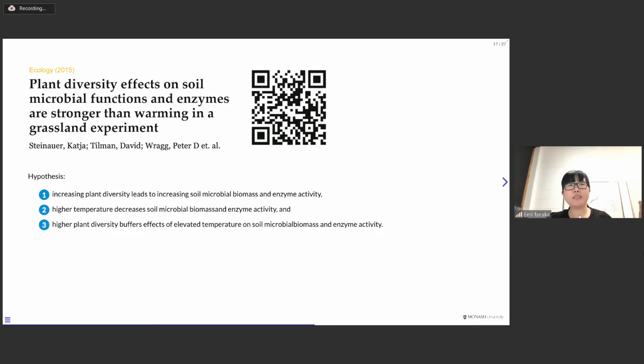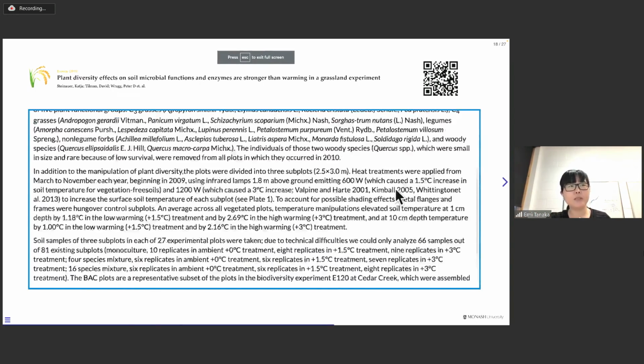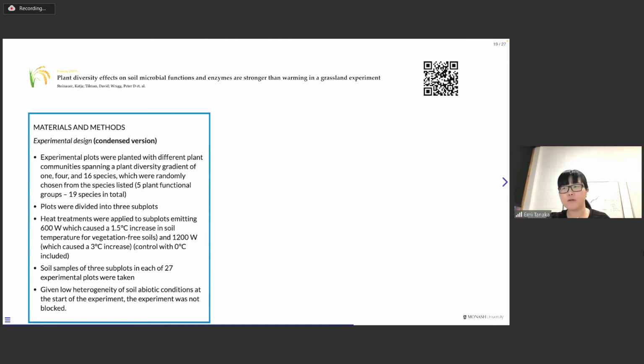So you can have a look at this paper, but I'm just going to strip down to the experimental design part. This is the full description of it, which is rather wordy. Because we won't have time to carefully read through this, I'm just going to present a condensed version of it. So I'd like you to have a read of this.